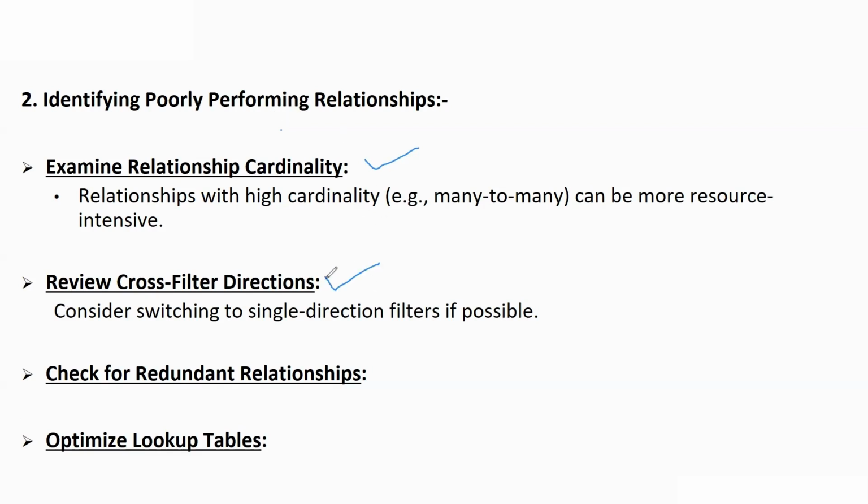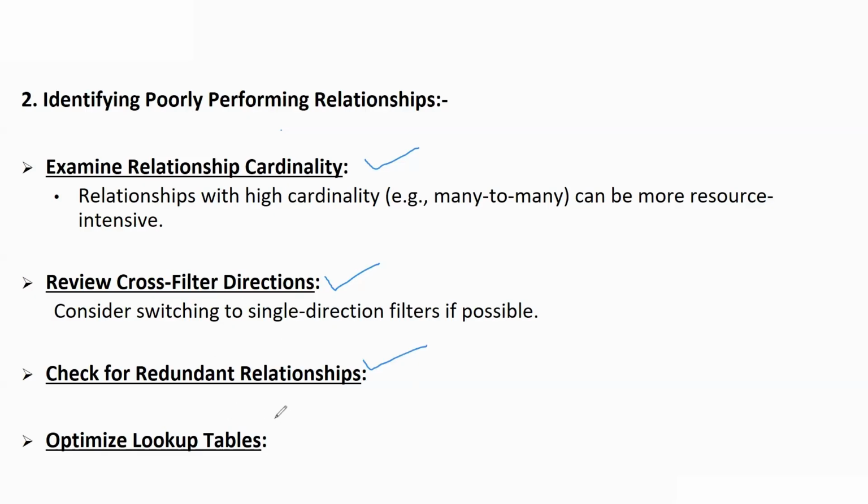The next one is review cross filter direction. Cross filter direction in bidirectional relationships can complicate and slow down the queries. Ensure bidirectional filters are necessary and consider switching to single direction filters if possible. The next one is check for redundant relationships. Redundant relationships that aren't necessary for your analysis should be removed to streamline the model.